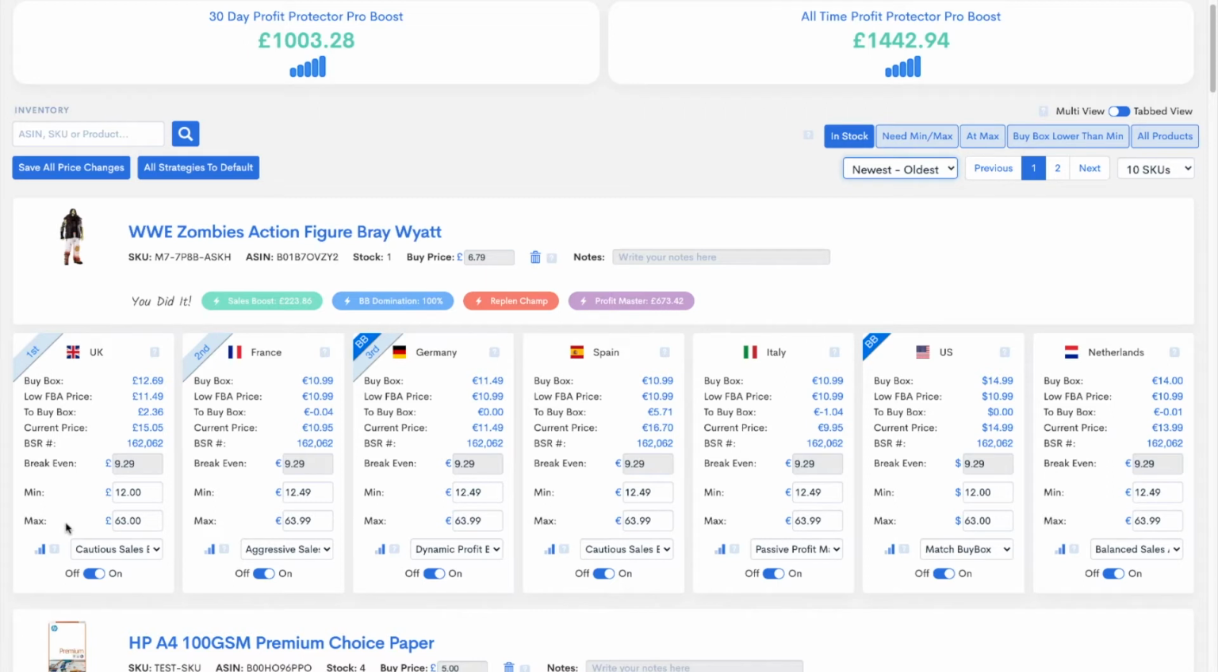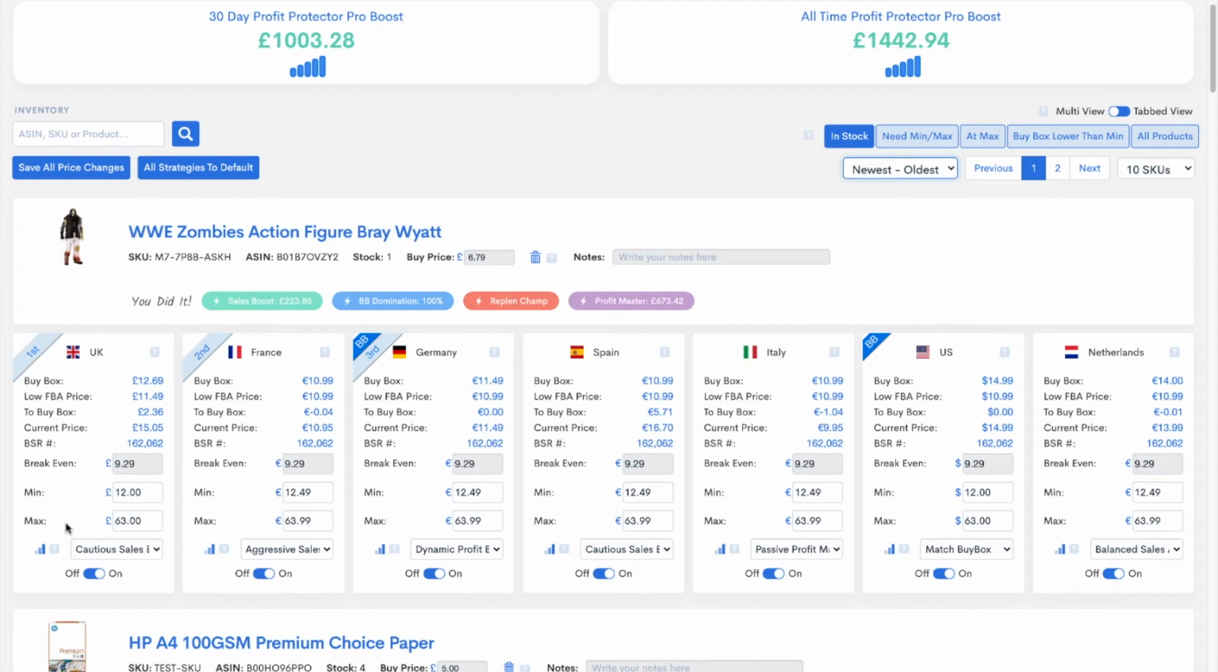Then you put your maximum price in. Always be mindful of ensuring that you choose a fair maximum price, because Amazon don't like price gouging. If you put your maximum price in too high, Amazon won't be happy with you and they won't like that.